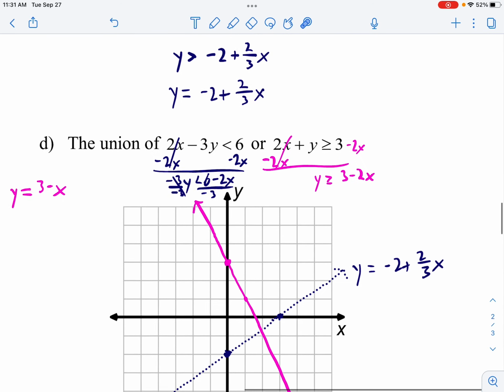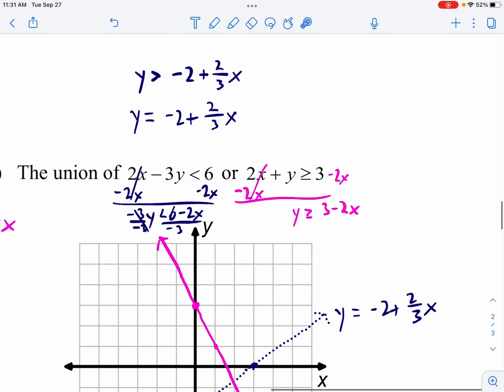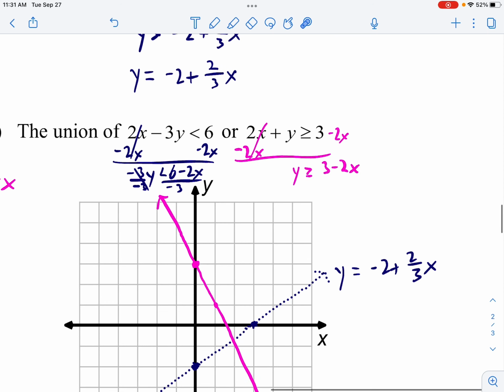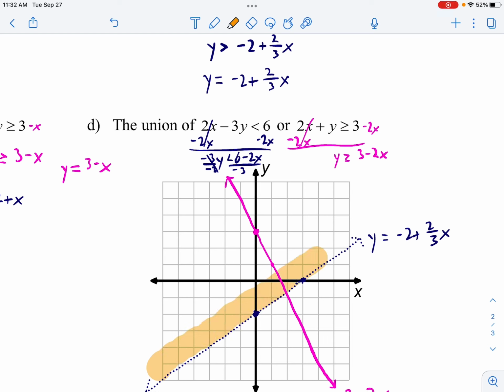Y is greater than negative 2 plus 2/3 x, okay? So this blue line, this is the line where y equals negative 2 plus 2/3 x, but we need y to be greater than that line. So we shade above the line because y increases as we go up. So we're going to shade an orange above.